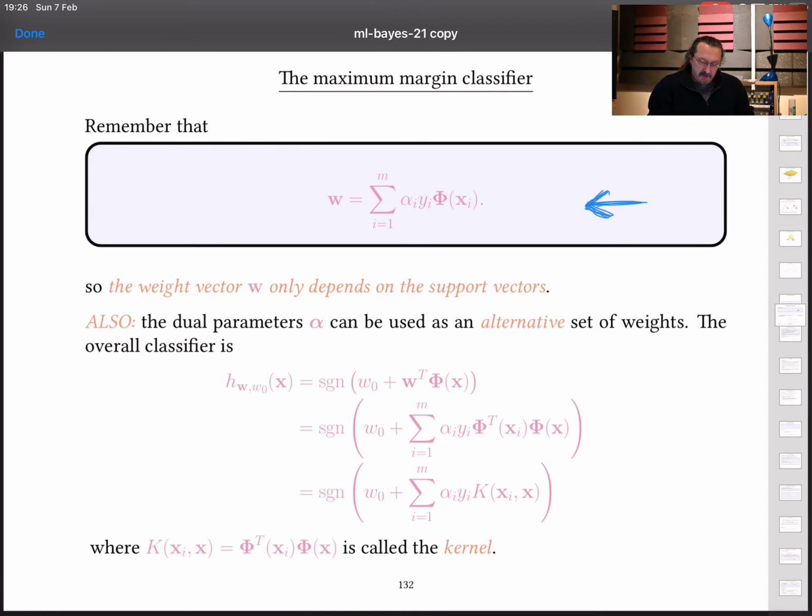What I've done in the second half of the slide here is written what the classifier is going to be after we train. Say we've chosen W0 and W by solving this constrained optimization. I've then taken this expression for the form of the weight vector and plugged it in here, which gives me the second line. And that results in me having an inner product.